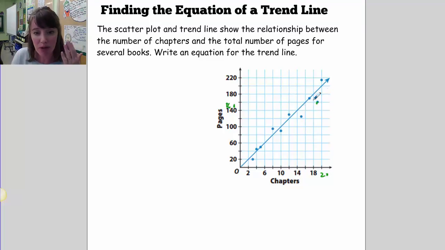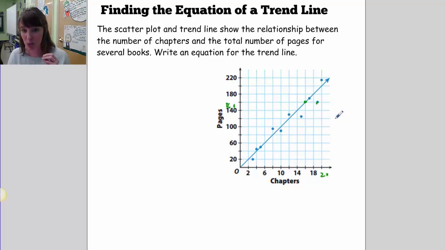Okay, if I want to find the equation of the trend line, I want to disregard the scatter plots. Remember, you're building the trend line from the scatter plots. After you've done that, you essentially don't look at the points in the scatter plot anymore. You just use the trend line as a way to predict values and as a way to find the equation. Okay, so I'm going to pick 2 points that the trend line goes through, right?